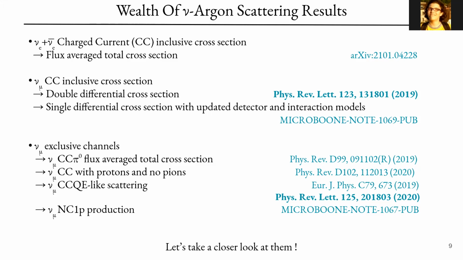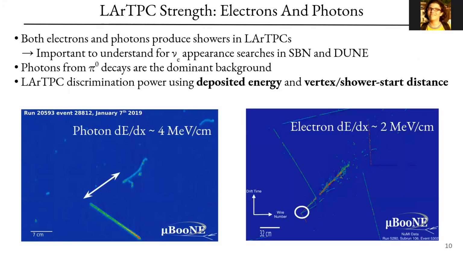So let's take a closer look at our measurements. And in order to visit the first of our measurements, I would like to quickly remind everybody of one of the greatest advantages that we have in the context of a liquid argon TPC detector, which is the discrimination power between electrons and photons. The reason why this is extremely important is because both particle species create showers in our detector, but it is very important to isolate them. The reason for that being that such showers are going to be used for electron neutrino appearance searches in the context of the SBN program and eventually for DUNE.